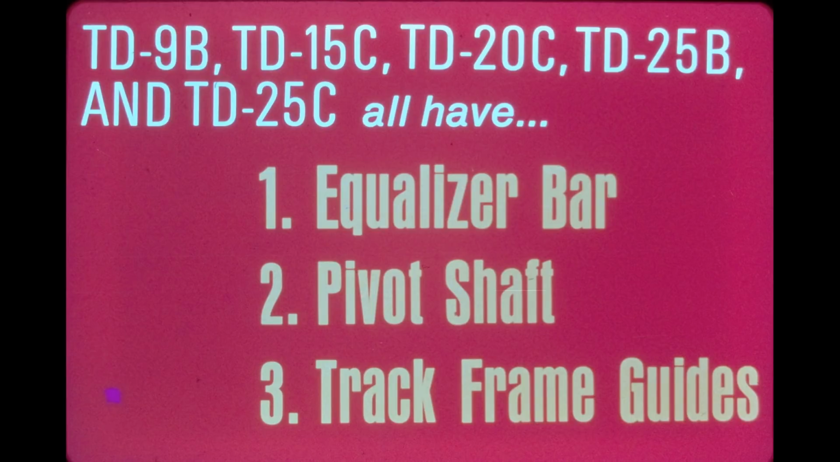Looking in detail at undercarriage mounting on the crawler dozers, the TD9B, TD15C, TD20C, TD25B, and TD25C, we find many similarities. All are equipped with an equalizer bar, a pivot shaft, and track frame guides.